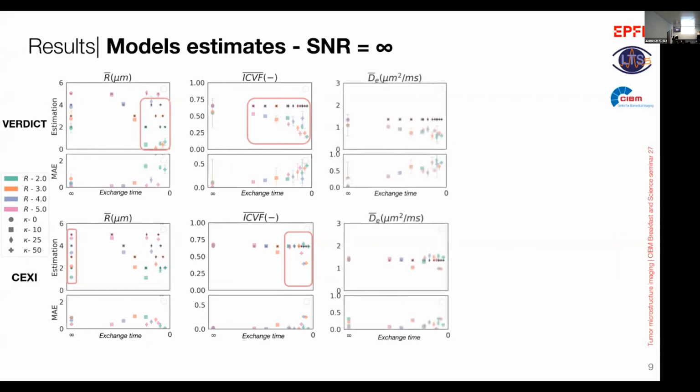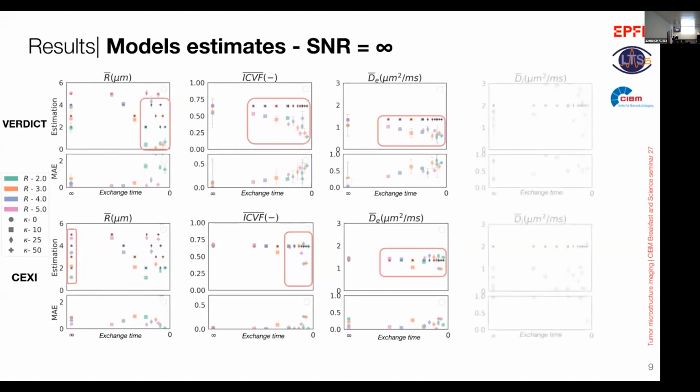If you look at the estimation of the extracellular diffusion coefficient, we have the same phenomenon. So SEXY is much better than Verdict in this case as well. Unfortunately, in the case of the intracellular diffusion coefficient, none of the models is able to estimate its value. So here it's really not relevant at all.